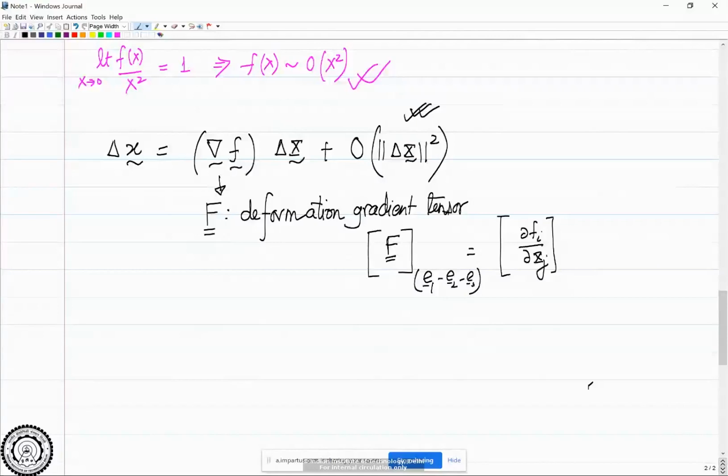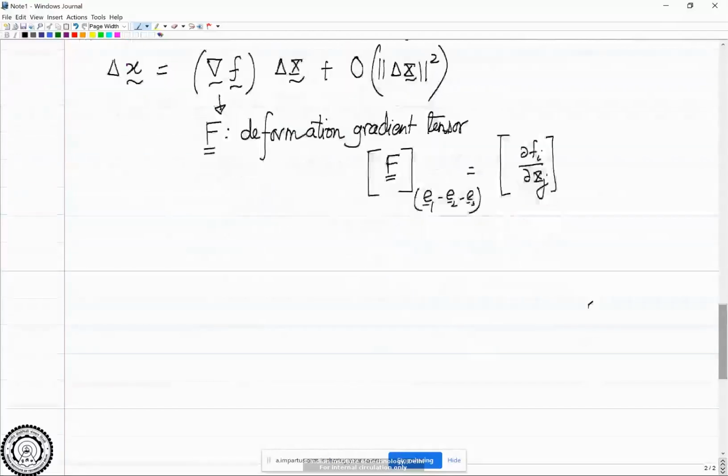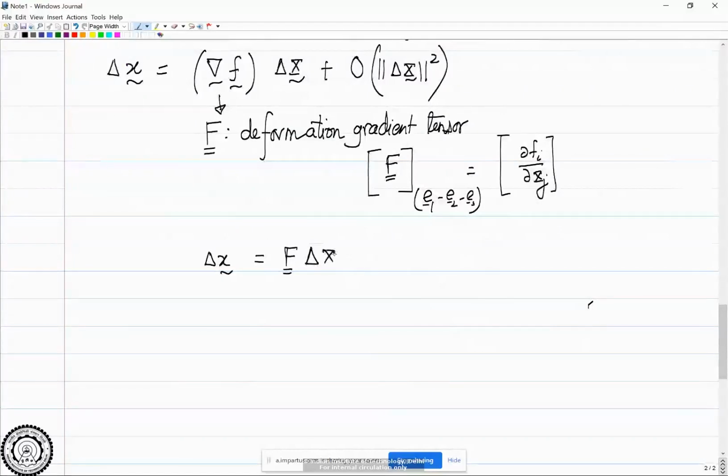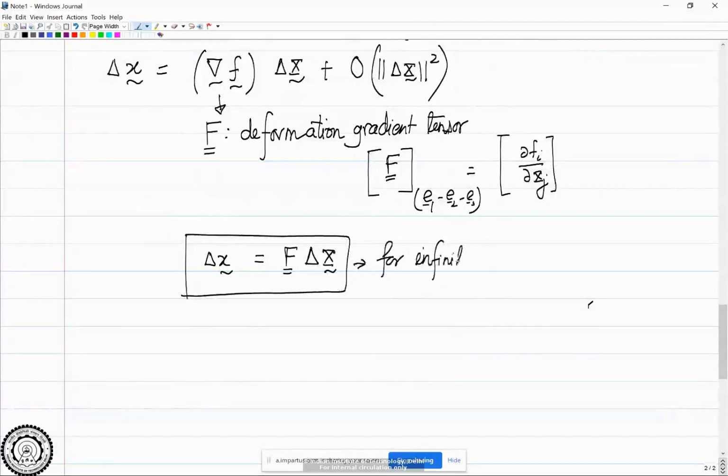And we are going to take line elements to be infinitesimally small, really, really small. So in that case, can't we simply say that delta small x is equal to this big F times delta capital X, for infinitesimal line elements?